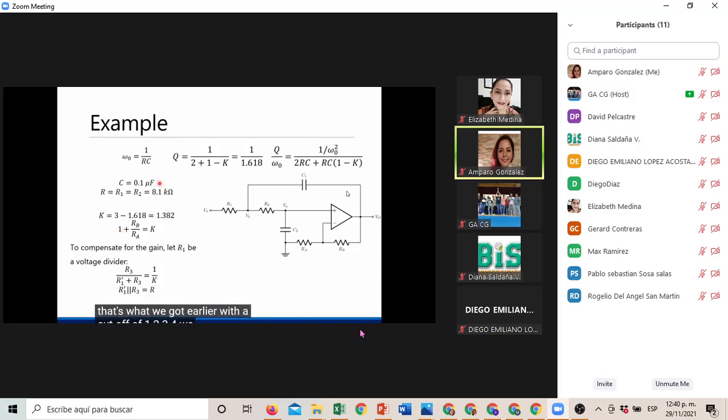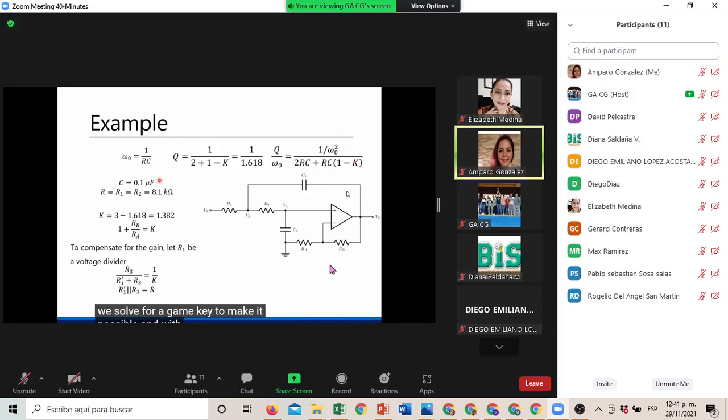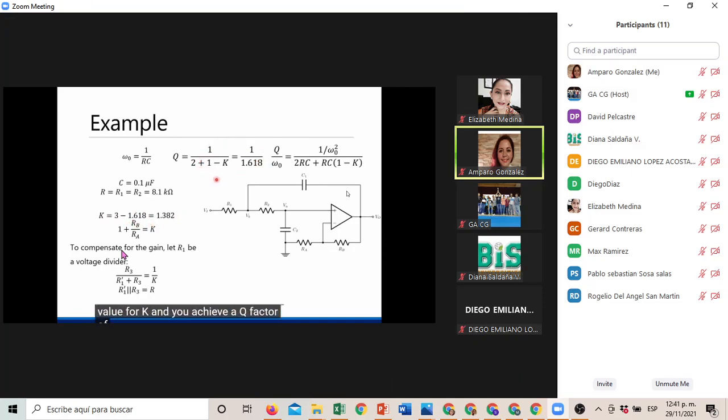With a cutoff of 1, 2, 3, 4, we get these values for R and C. To achieve a Q factor of 1.618, we solve for a gain K to make it possible. And with that, you can get this value for K, and you achieve a Q factor equal to that. Okay? To achieve a gain K, these resistors must be set properly. So, sorry, the gain K is defined by RB and RA.